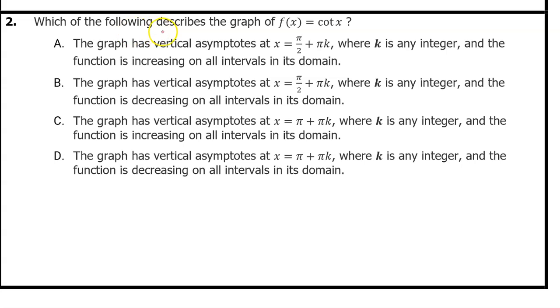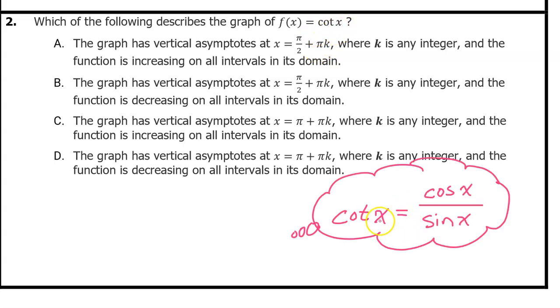Number 2. Which of the following describes the graph of f of x equals cotangent x? I'm noticing that all of the options have equations that give the infinitely many vertical asymptotes of cotangent x. You should be thinking cotangent is cosine divided by sine. Therefore, cotangent x will have vertical asymptotes wherever the denominator, sine x, is equal to 0.